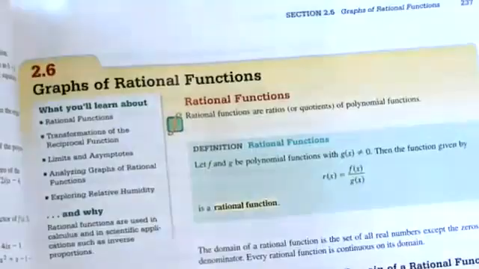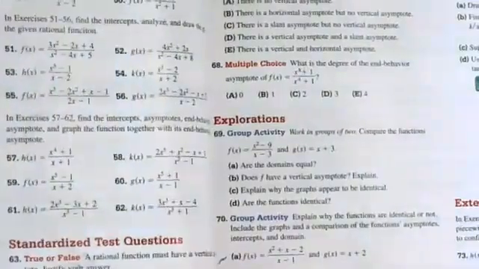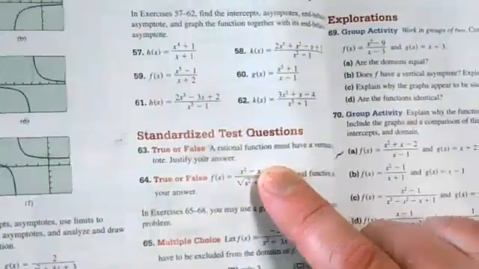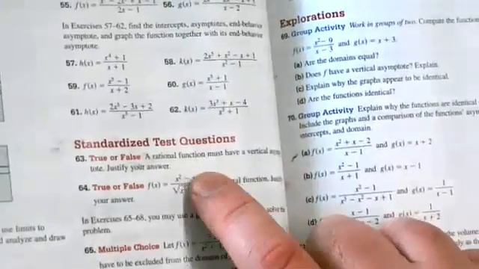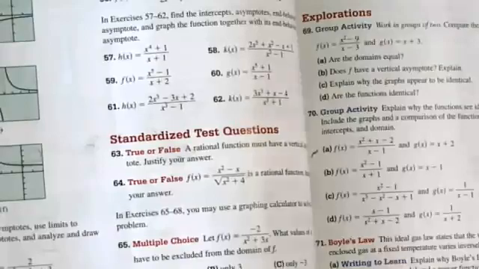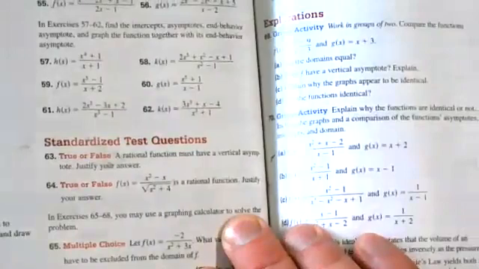So knowing that, let's go back and reread this and decide whether the answer is true or false. A rational function must have a vertical asymptote. True or false? False. I'd say false. And my justification would be, if the polynomial in the denominator has only complex zeros, then it wouldn't have a vertical asymptote.